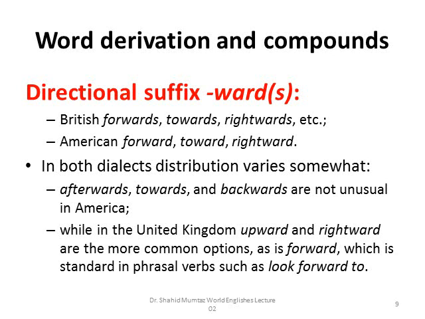But in both dialects, the distribution varies somewhat. I mean, you cannot say that all directional suffixes take s in British English, and all directional suffixes go without s in American English. For example, here you see in American you say forward, toward, rightward, they are all without s, but afterwards, towards, and backwards are not unusual in America.